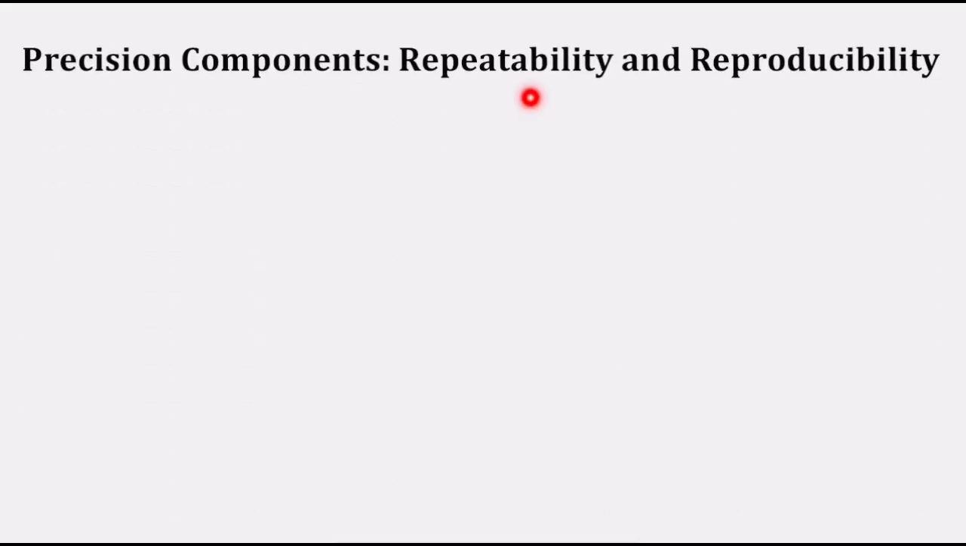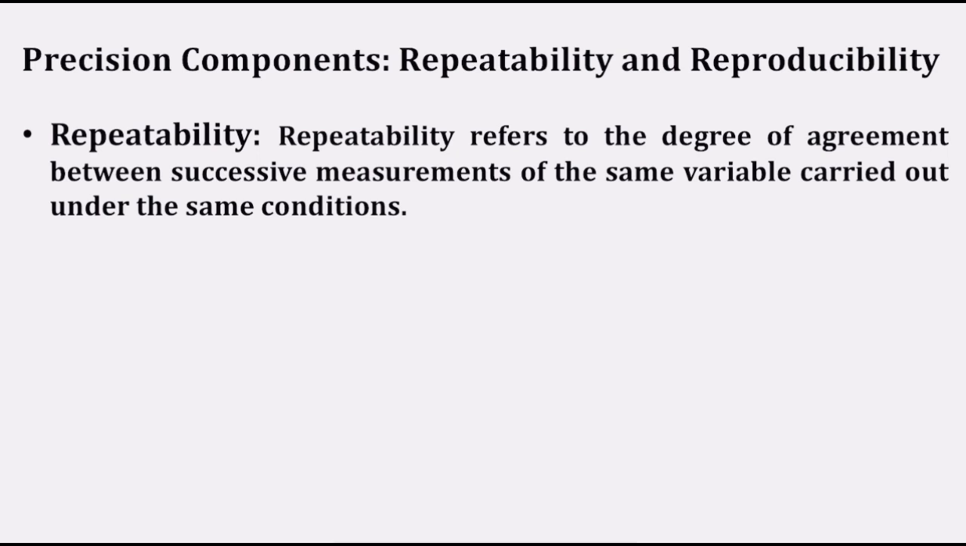There are two important components of precision: repeatability and reproducibility. Both are the measures of consistency of results under different conditions. Repeatability.